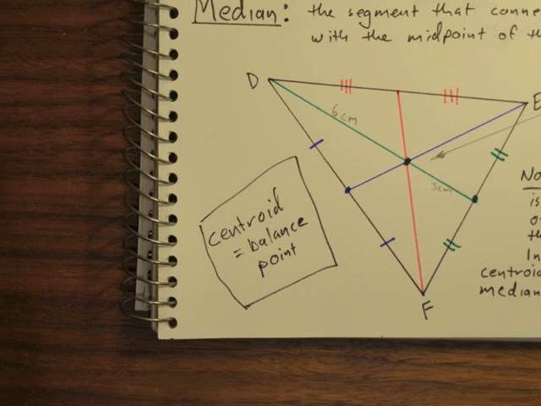By the way, the centroid is also the balance point, or the triangle's center of gravity. If you wanted to balance this triangle on the edge of a pin, you would use the centroid as its balance point.